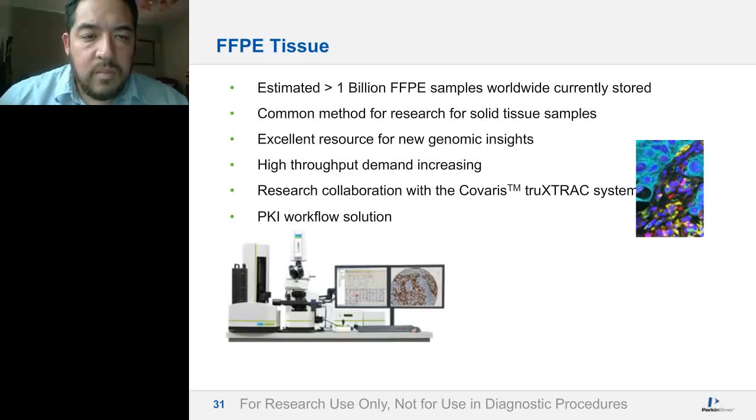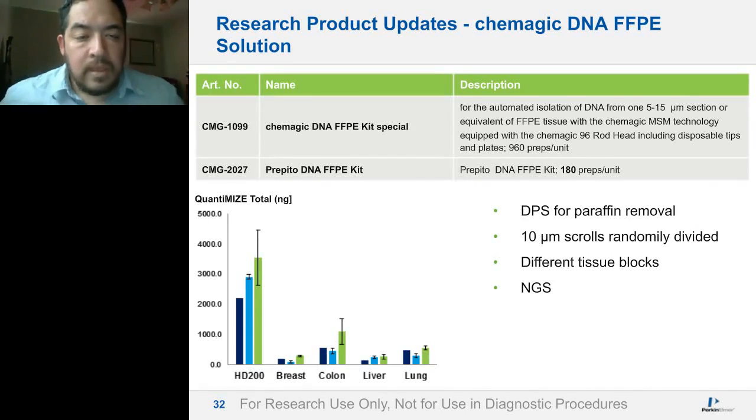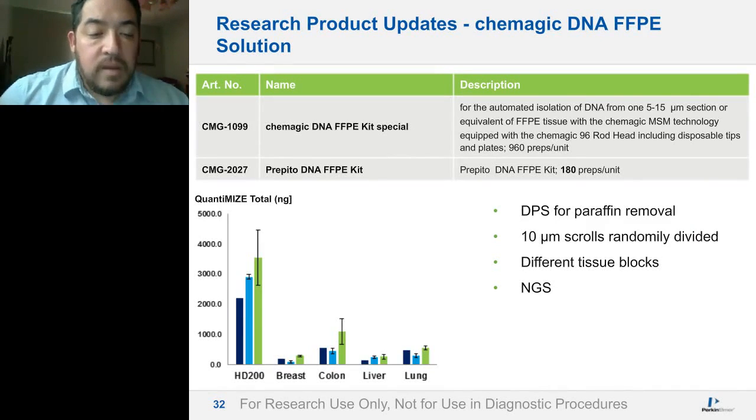Essentially, it's estimated that there are 1 billion paraffin-embedded tissue samples worldwide, and they're a common method for research and solid tissue samples. They're an excellent resource for genomic insights. They have a high throughput demand for screening, and we also have a research collaboration with the Covaris truXTRAC system, which I'll also talk about, as well as a PKI workflow. With the research product updates, we have a couple of examples I wanted to give.